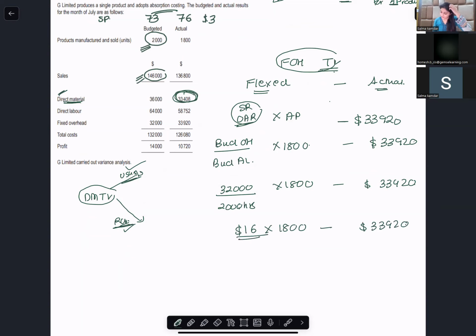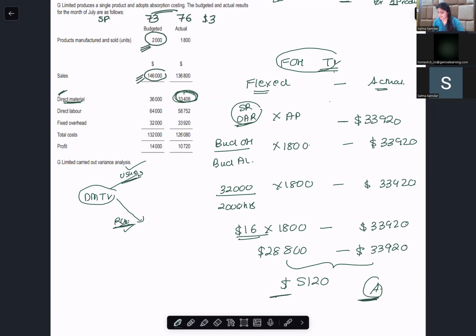So what is your fixed overheads as per flexed? 28,800. And what is your actual fixed overheads? 33,920. So there is a variance, favorable or adverse? Adverse. How much? $5,120 adverse. So this is your fixed overheads total variance. Please remember this, and this is vital.